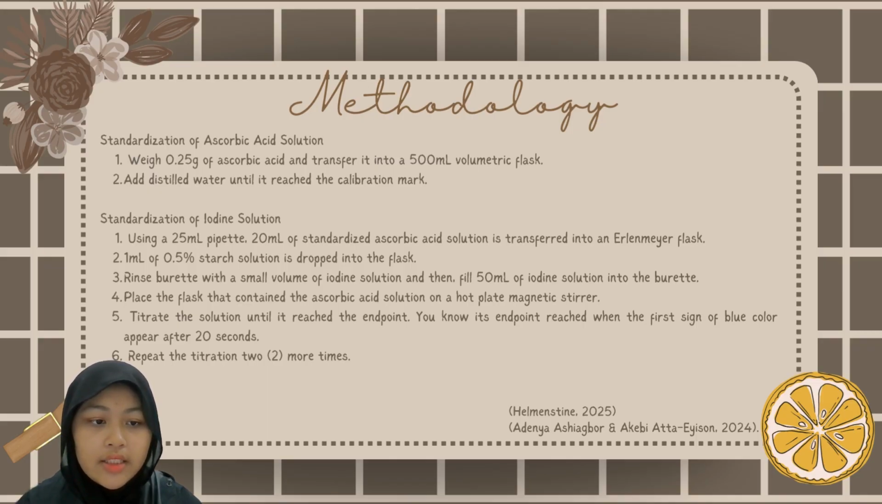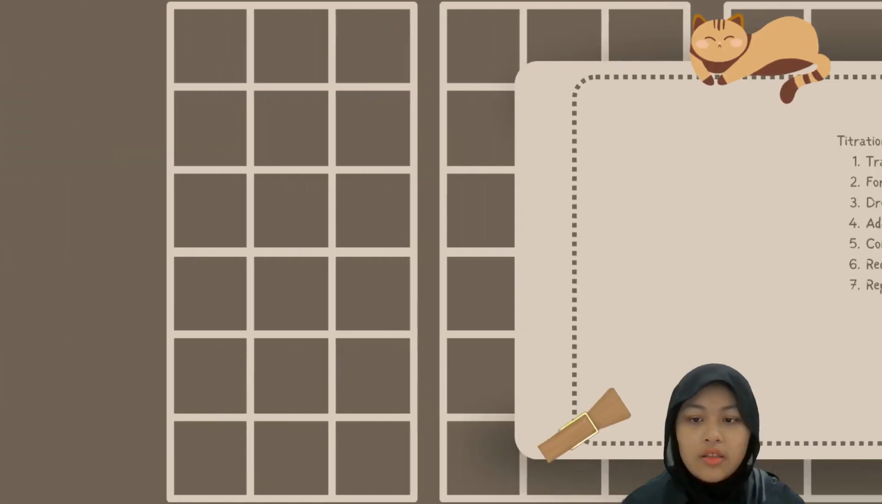Place the flask that contains the ascorbic acid solution on a hot plate magnetic stirrer and titrate the solution until it reaches the end point. You know the end point is reached when the first sign of blue color appears after 20 seconds of titrating the analyte. And then you have to repeat the titration 2 more times.